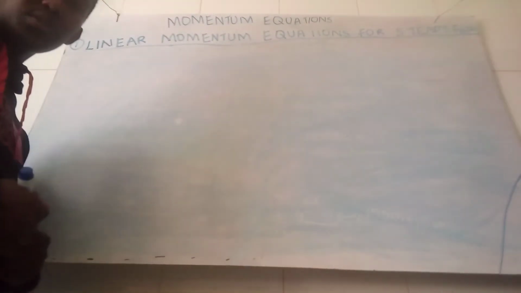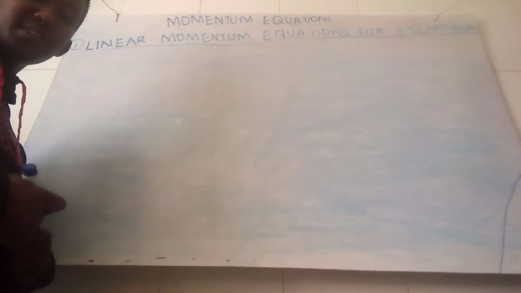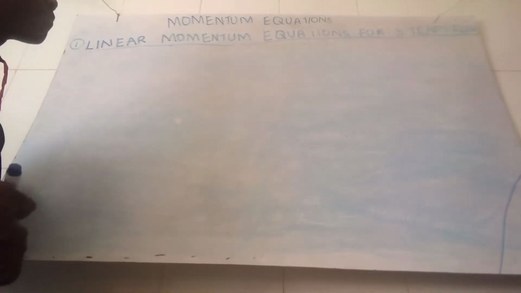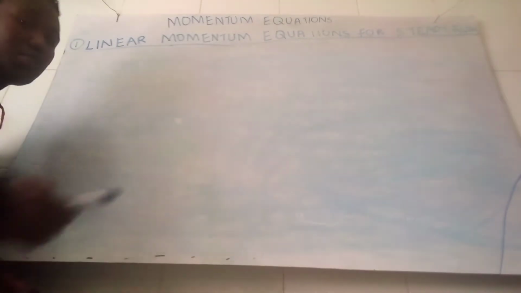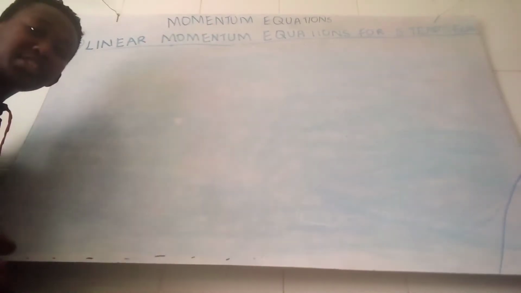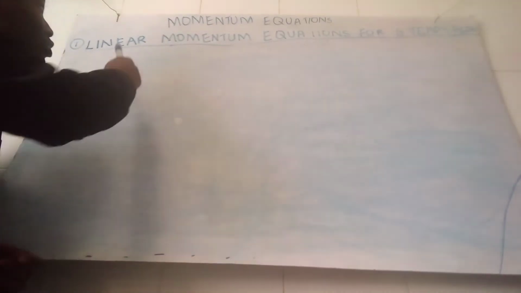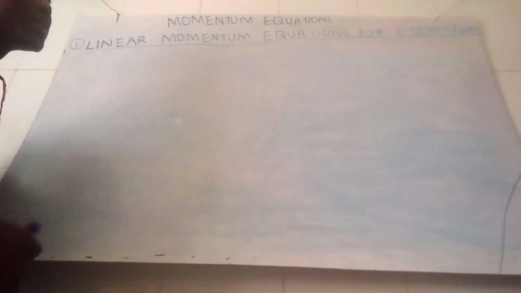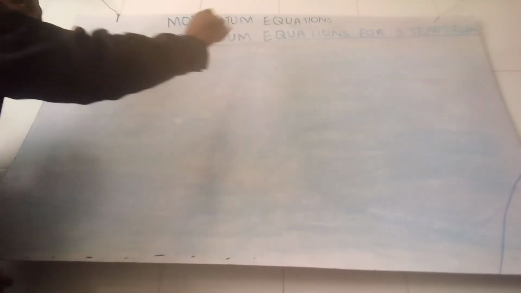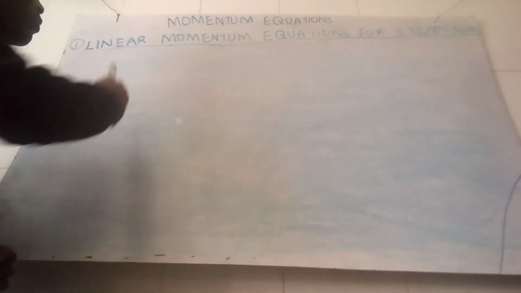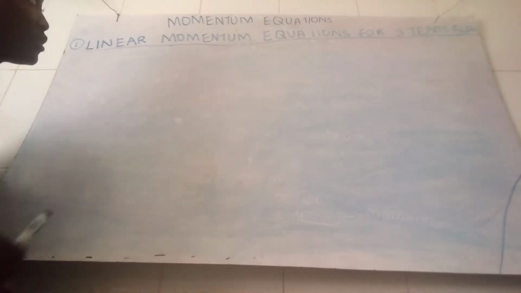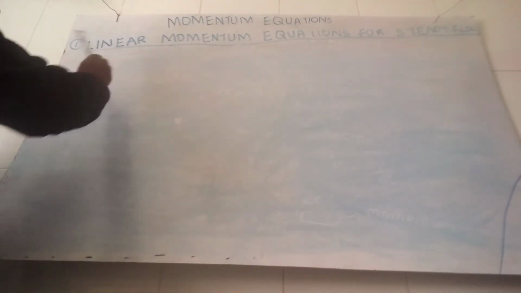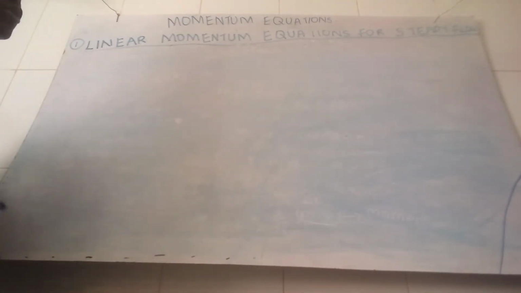I'm a third year student in Dedan Kimathi University in Kenya, and I'm going to be taking you through Fluid Mechanics 3. Today we shall look at momentum equations. We have two categories: linear momentum equations for steady flow and angular momentum equations for steady flow. In this video, we are going to look at linear momentum equations for a steady flow.